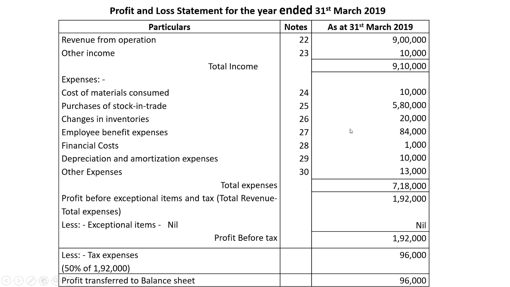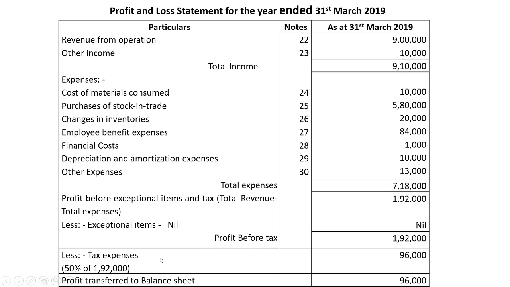From the total income, you are going to less the total expenses, that is profit before exceptional items and tax: total revenue minus total expenses, 9,10,000 minus 7,18,000. We are going to get the profit before exceptional items and tax of rupees 1,92,000. From that less exceptional item; in this problem there is no exceptional item, so it will be nil. So 1,92,000 is the profit before tax.